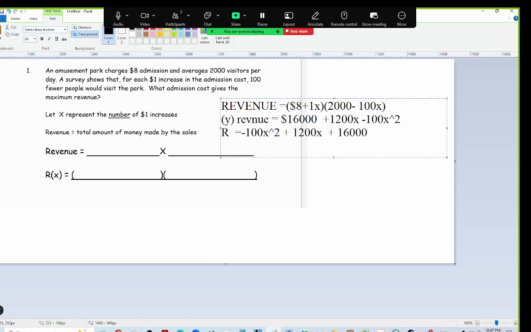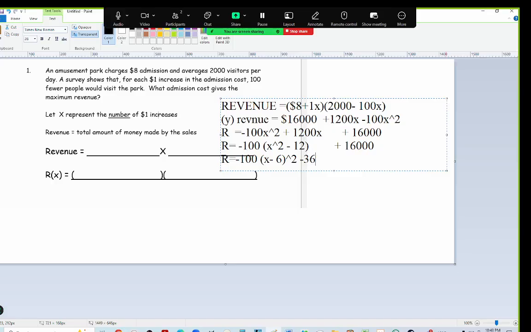It always comes down to completing the square. Complete the square and pull out the negative 100. So 1200 divided by 100 is 12. So it's x squared minus 12x. Then you do half of 12, which is 6, so minus 6, and then you square it, 36.